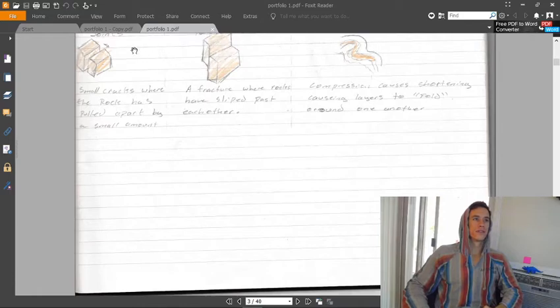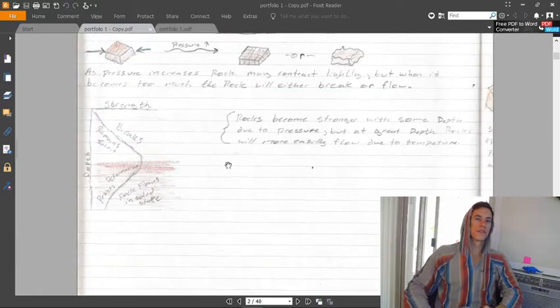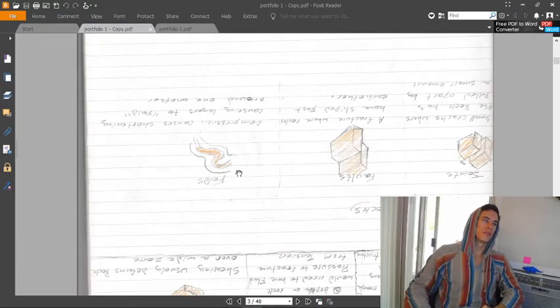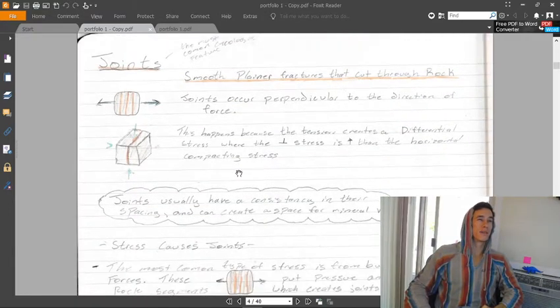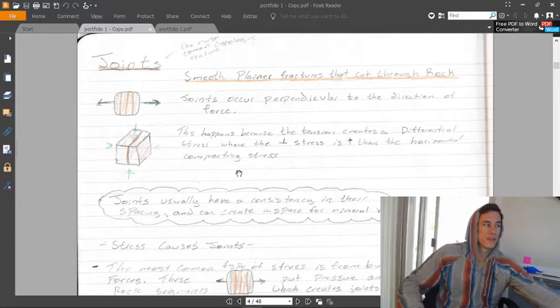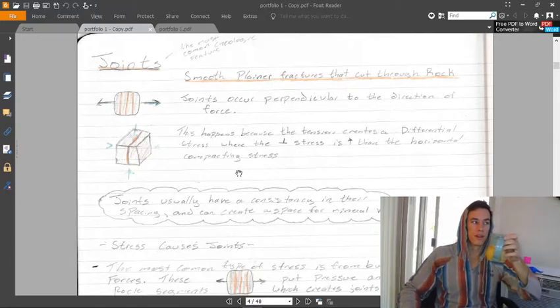Okay, so next page. What page am I on? I am on 4. I'm hoping to get like 20 pages done in one session of this because I have a lot of pages.